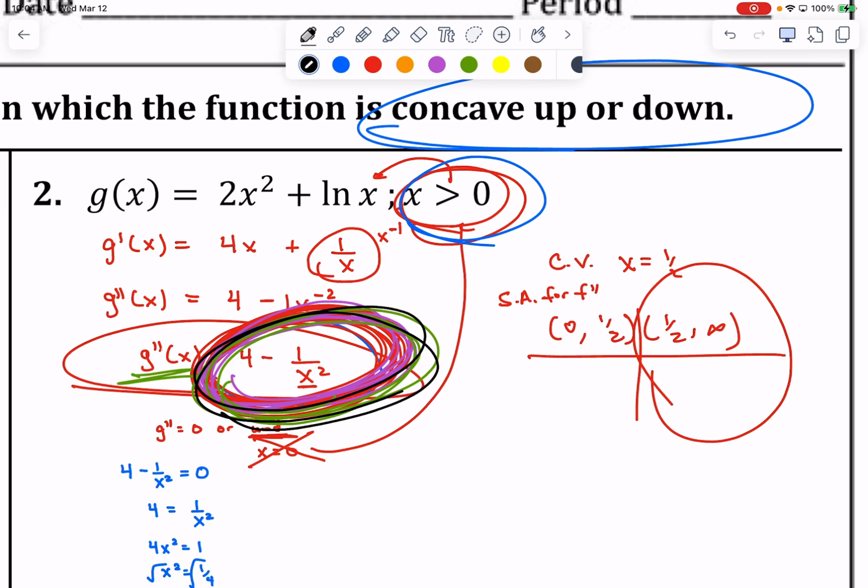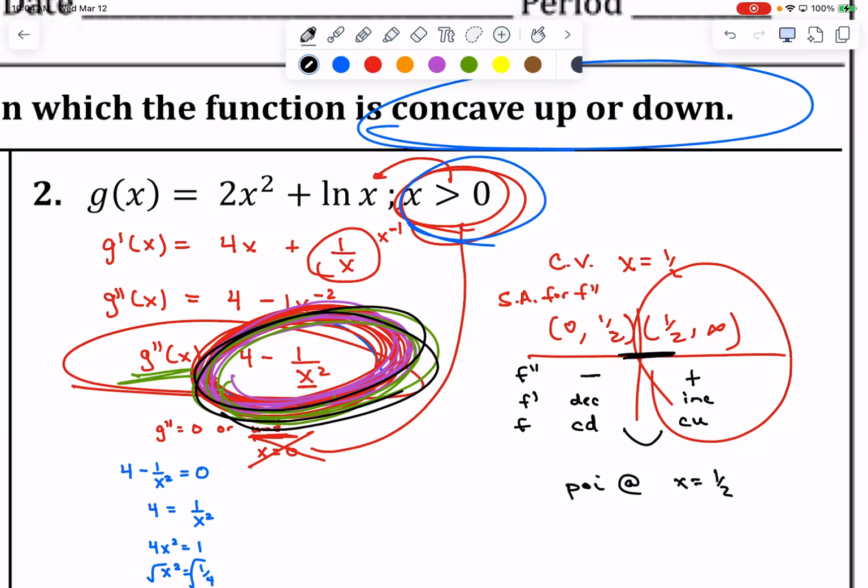What's 4 minus 1 over 1 squared? Positive. So they'll alternate signs. That means F double prime is negative, positive, which means F prime is decreasing, what? Increasing, which means F is what? Concave down, concave what? Up. Is there a POI? Sure, because 1/2 is included in the domain. So we'd have a POI at x equals 1/2.